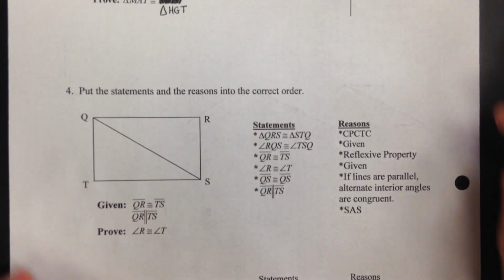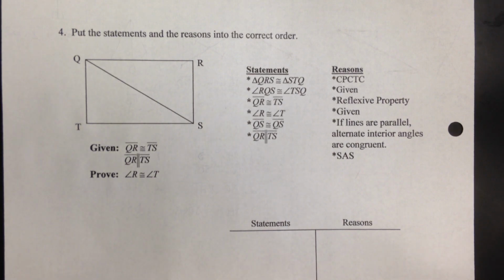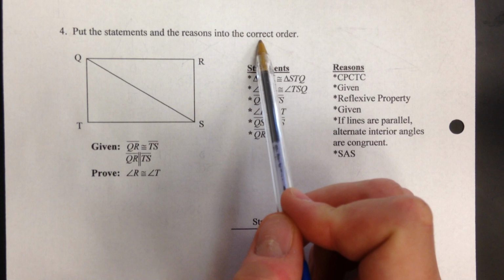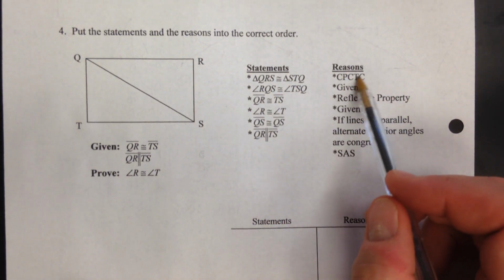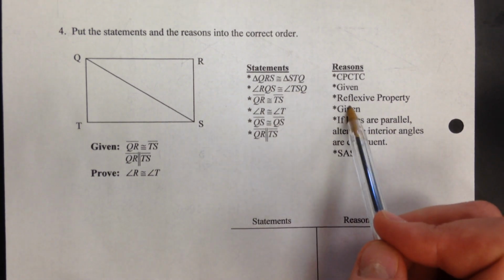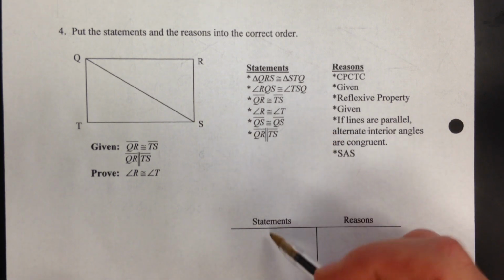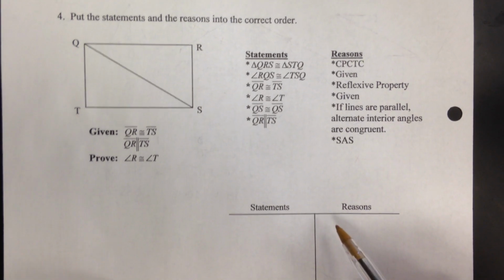So we've got one more problem here. This one is a little bit longer, but it's set up a little bit differently. Number 4 says put the statements and the reasons into the correct order. Here's a list of statements, and here's a list of reasons here. I've given you all the information. Unfortunately, the information is not in order. So we're going to write it all in here in the correct order for the statements and the reasons.